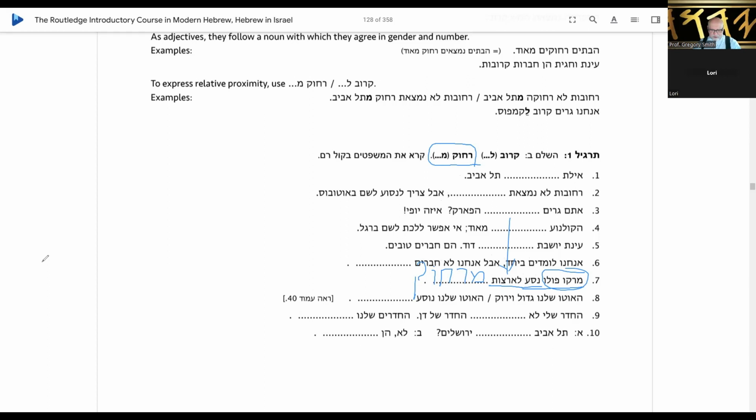Okay, let's see. I think it's Merahok. Let's take a look at our answer key here. Yeah, help me. Give me one, please, Father. Oy vey, oy vey, oy vey. Marco Polo nosea le artsot. And look at this, they've got rahokot. This would be two faraway countries.